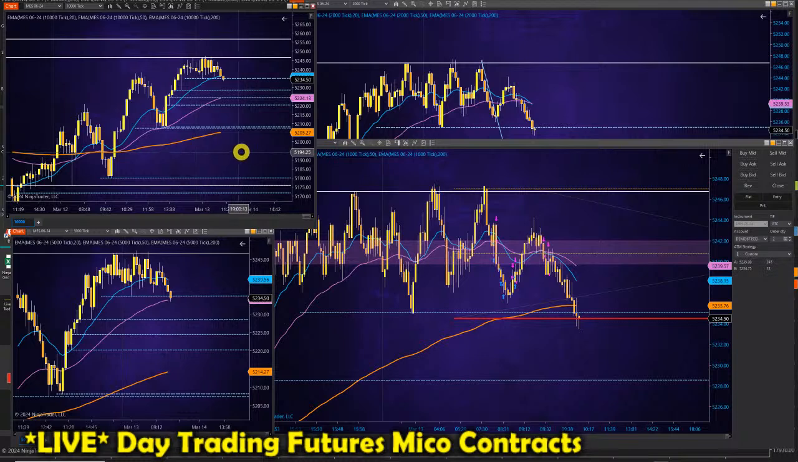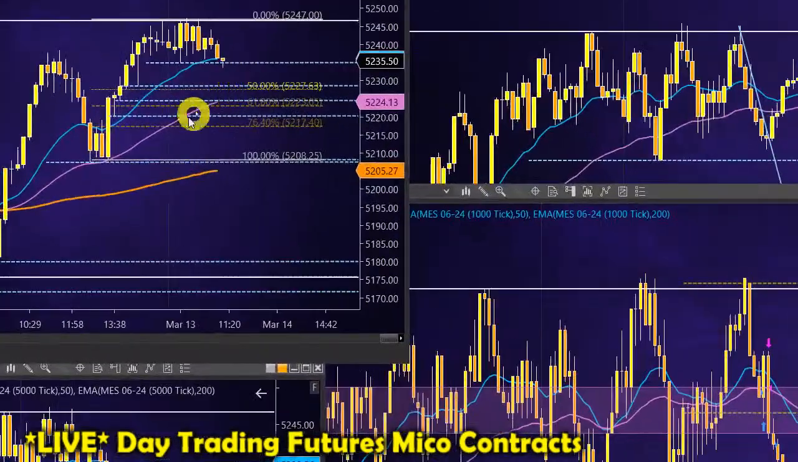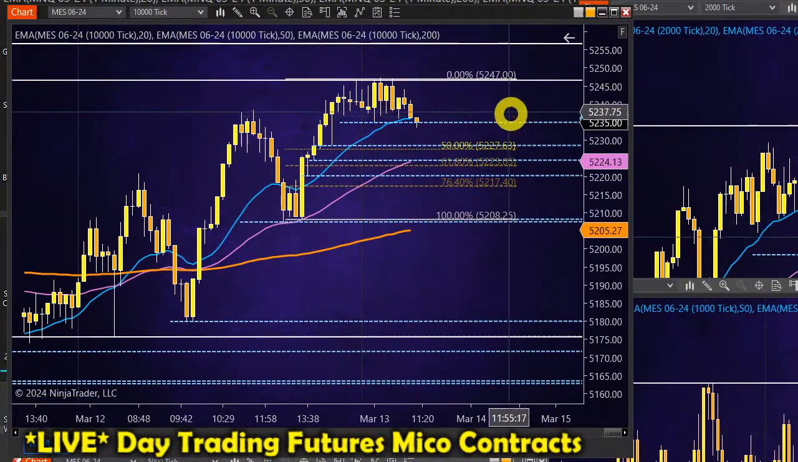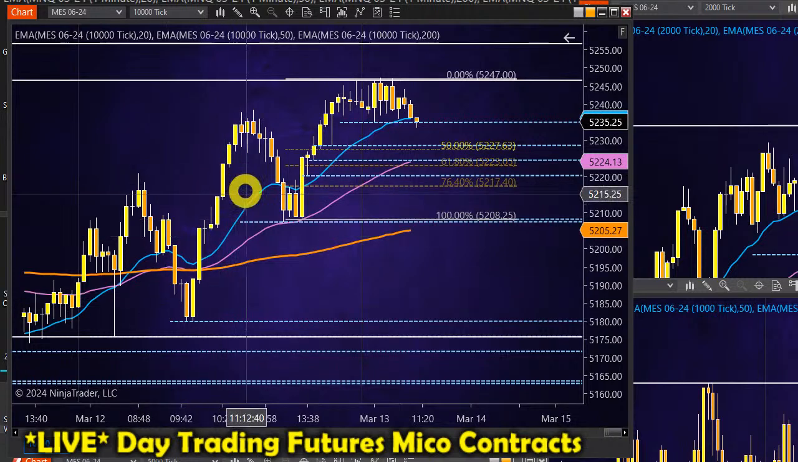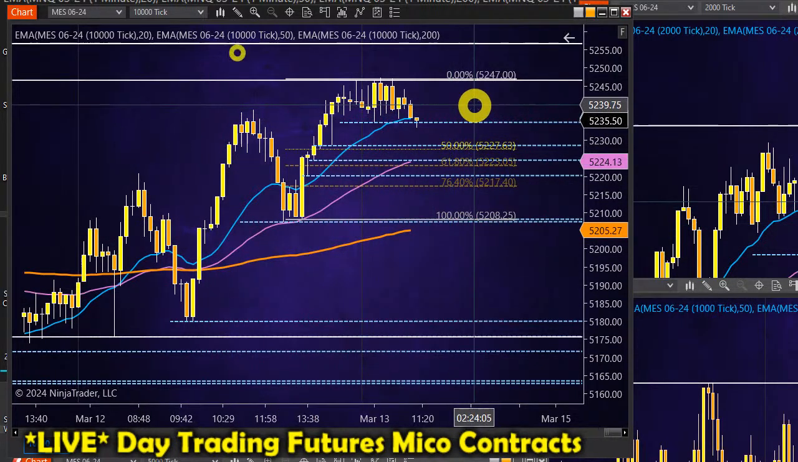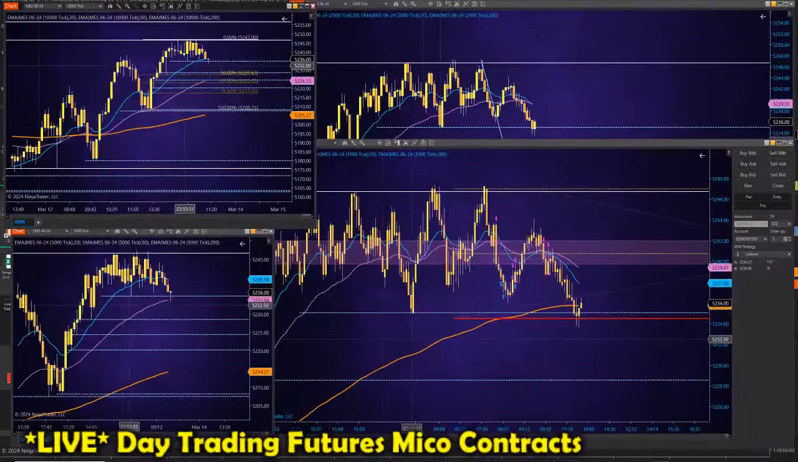Let's also remember that we are always using our 15-minute and the 10,000 tick chart for our direction. This is kind of in the middle. This is the direction that I like to trade in. As long as this looks bullish, as long as the moving averages are going up on this 10,000 tick chart, as long as they're going up on the 15-minute chart, then I'm bullish.